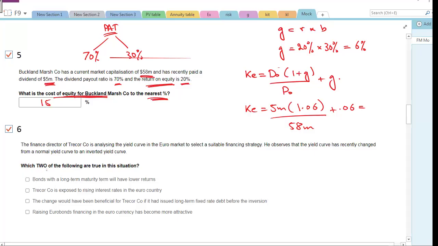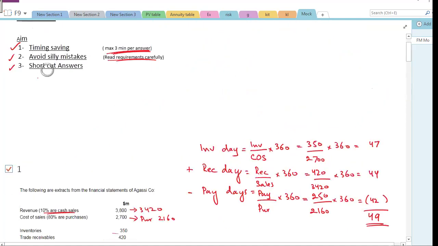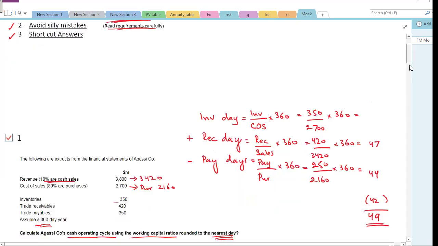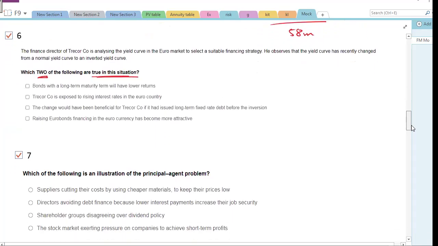Which two of the following are true? So again, how do you save time in here, right? You're given four answers. If you can easily find out the first two correct answers, then you don't even have to read the next one. Okay, this is how you can save time. Remember, I told you that it's about time saving and it's about looking for the shortcuts. Okay, examinations are different. In examination, you have limited time.